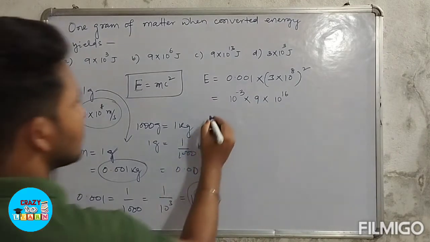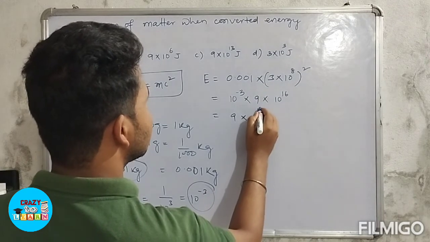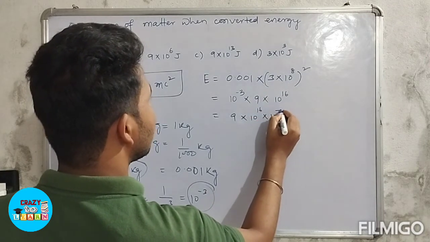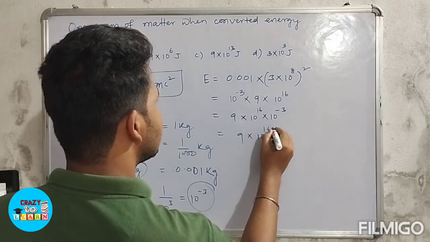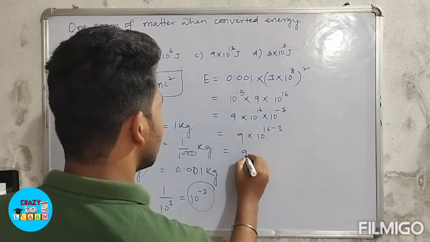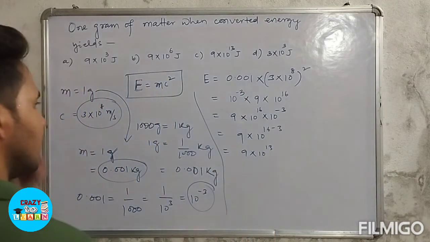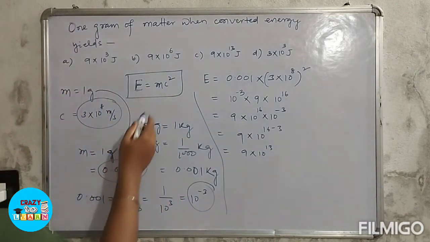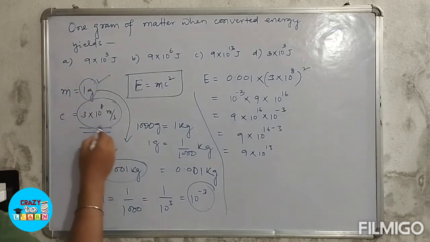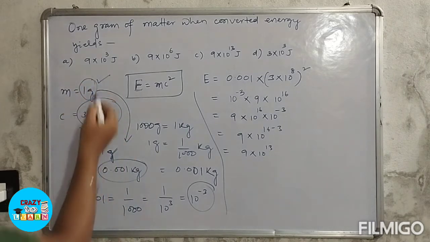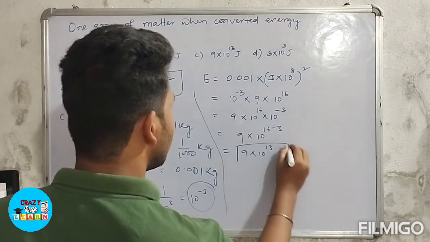Okay, so what will you get? 9 into 10 to the power 16 into 10 to the power minus 3, which is equal to 9 into 10 to the power 16 minus 3, which is equal to 9 into 10 to the power 13. As here we converted the mass to kg and c is given in meter per second, both are SI units. So here we will get energy in the form of joule.